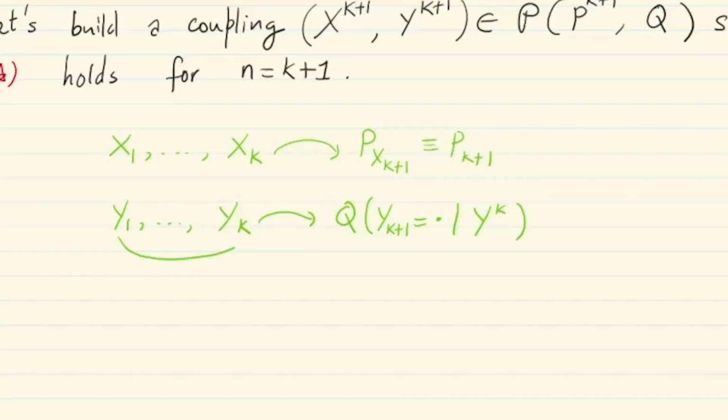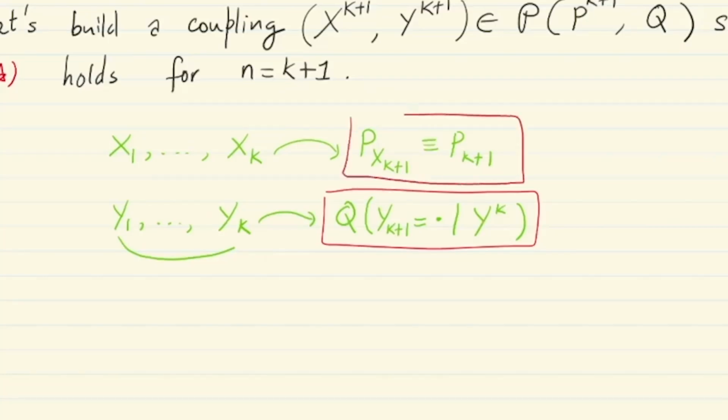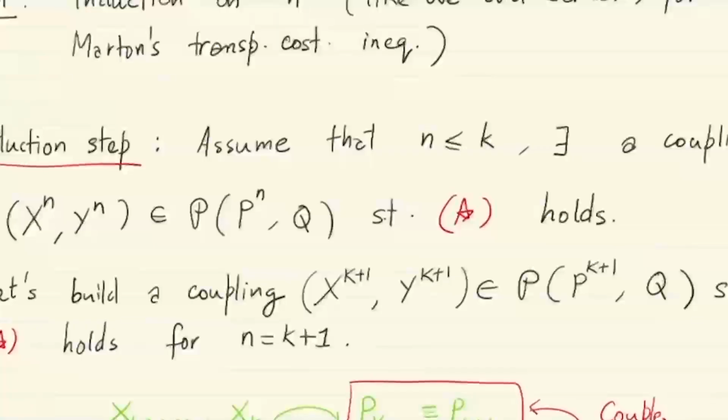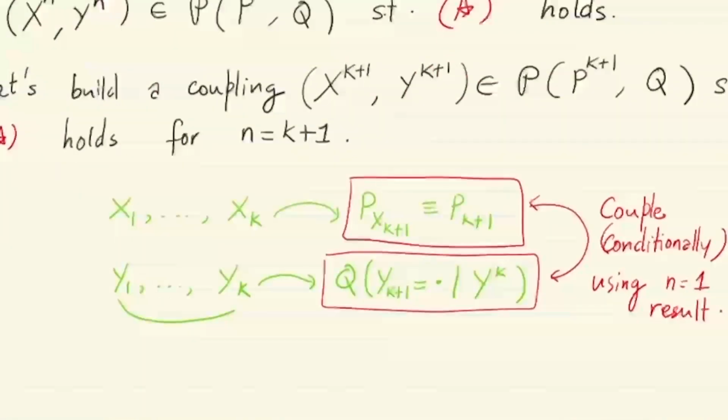So having conditioned on the realization of y_1 through k, you take the conditional distribution of y_{k+1} given the first k y's, and couple it to the target distribution, which is P_{k+1}. You couple conditionally, because we are conditioning on y_1 through k here, using the n equal to 1 result. Recall that we've assumed the induction hypothesis to hold for all n less than or equal to k, so it also holds for n equal to 1. That allows us to use a coupling between P_{k+1} and this conditional distribution of y_{k+1} given y_1 through k to generate this new pair x_{k+1}, y_{k+1}, which we just append to the end.